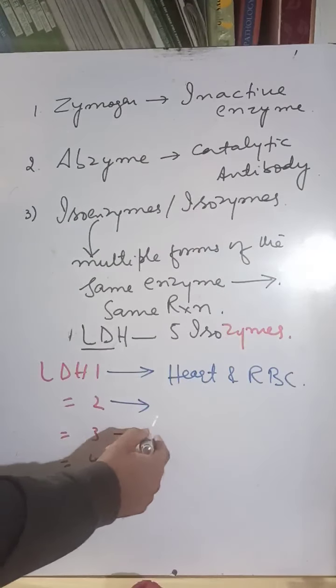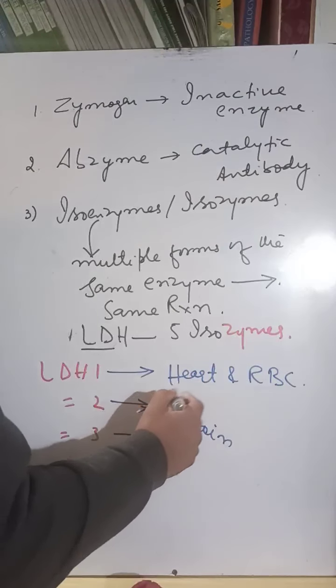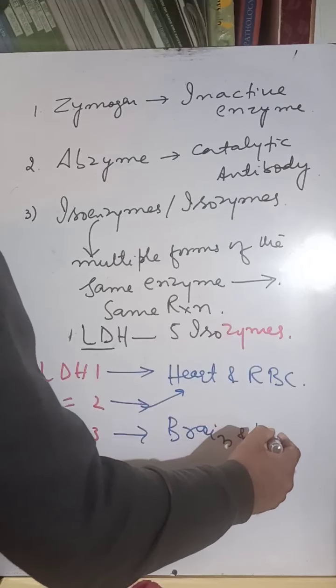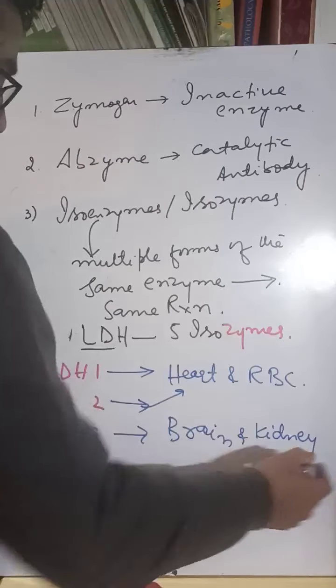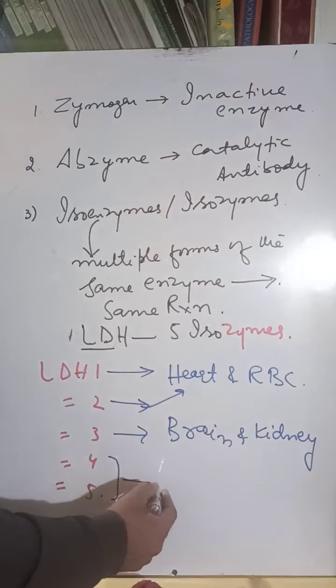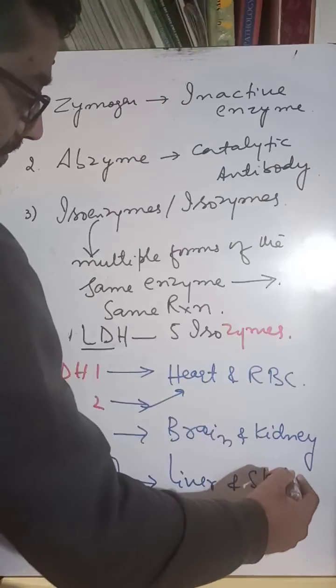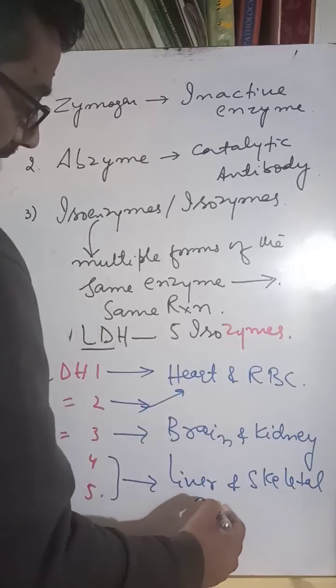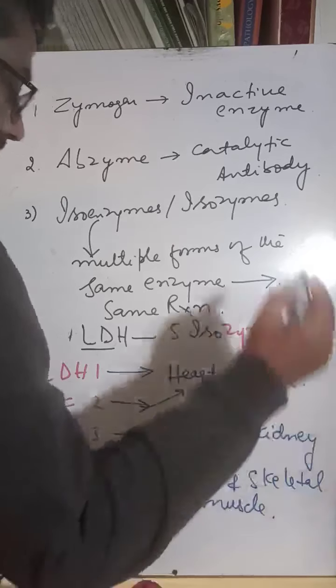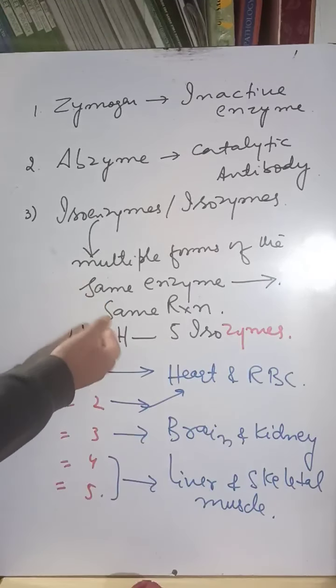And LDH3, you will find it in brain and kidney. In brain and kidney, you will find LDH3. Now LDH4 and LDH5, it is present in liver and skeletal muscle. So liver and skeletal muscle. So I repeat, isozymes, different forms of the same enzyme catalyzing the same reaction.